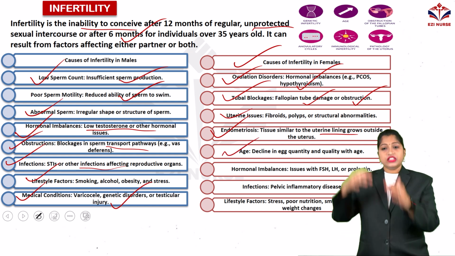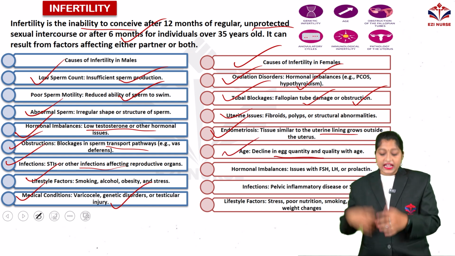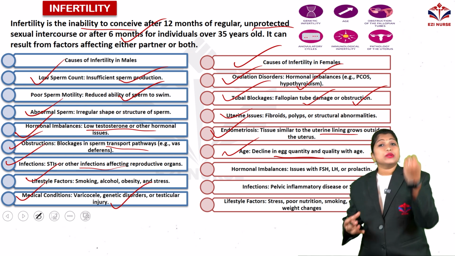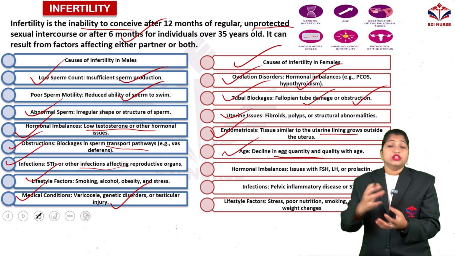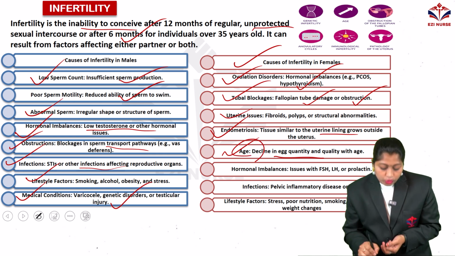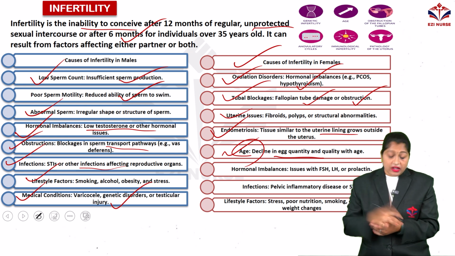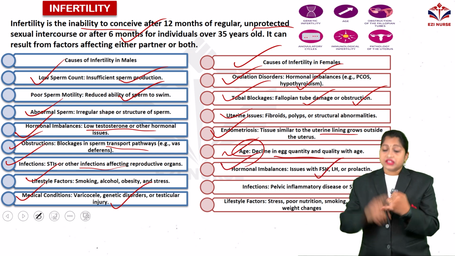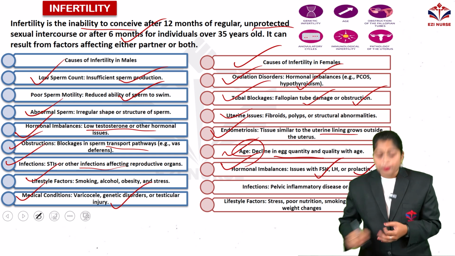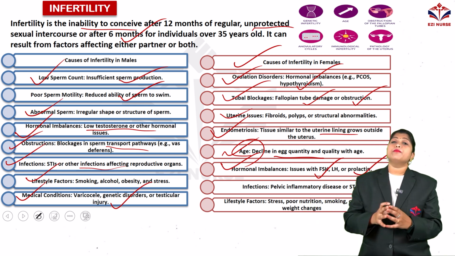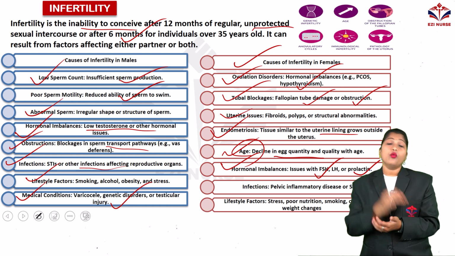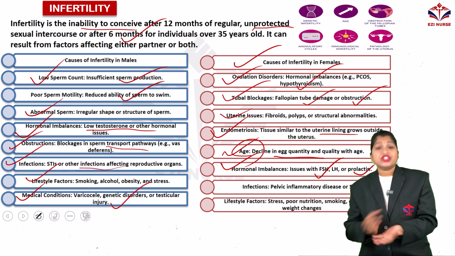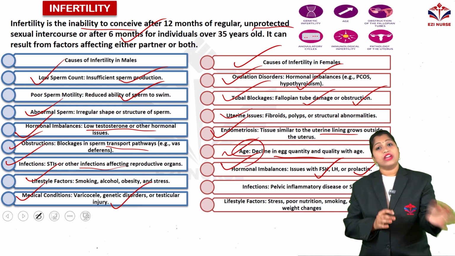The next is age. There is a decline in the egg quality and quantity with age. The quantity of the egg reduces as well as the quality of the egg, the ovum, due to increased age. The next is hormonal imbalance. As I just told you, issues with FSH hormone, LH hormone or prolactin. These hormones play a very important role in the menstruation cycle of a woman. And hence, if there is any imbalance in these hormones, the ovulation itself doesn't occur properly and hence infertility.